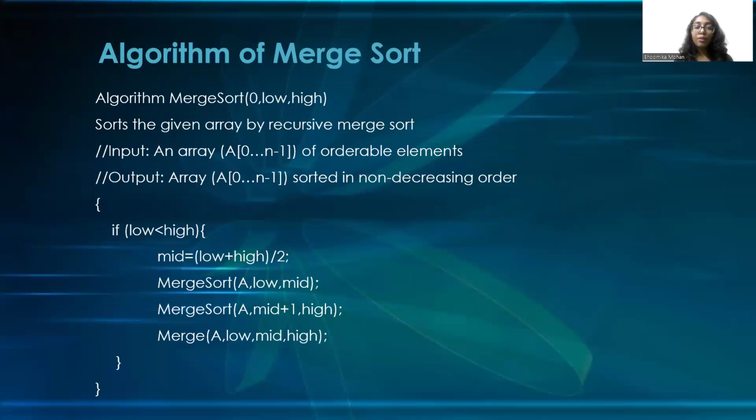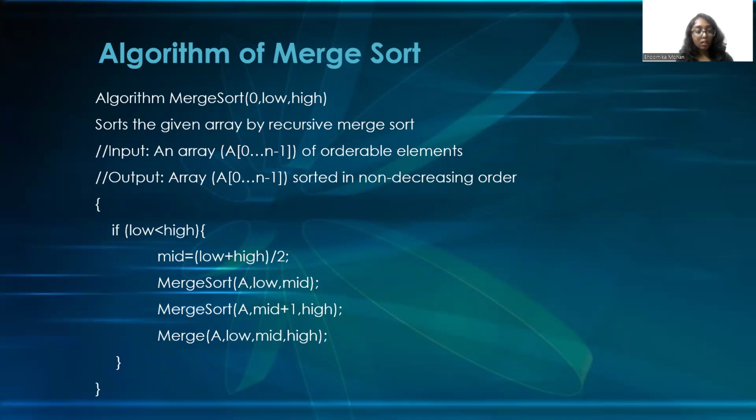So the algorithm of merge sort is, first, we write the algorithm MergeSort(A, low, high). This sorts the given array by recursive merge sort. The input of this merge sort is an array A[0..n-1] of orderable elements, and the output is array A[0..n-1] sorted in non-decreasing order, that is the increasing order.